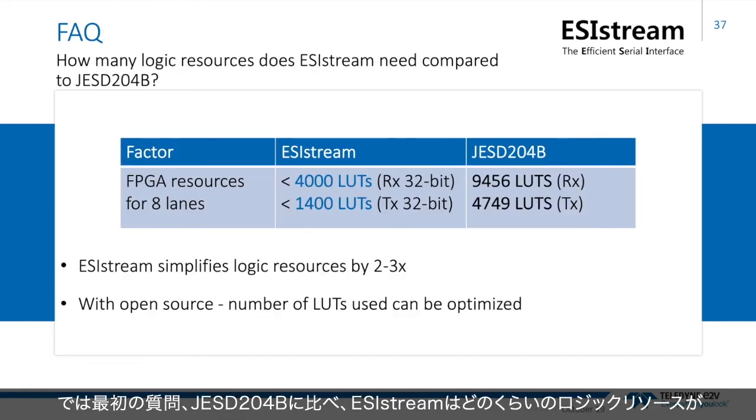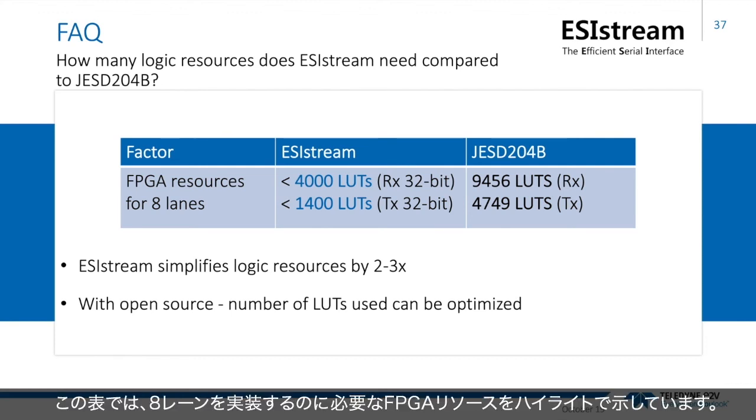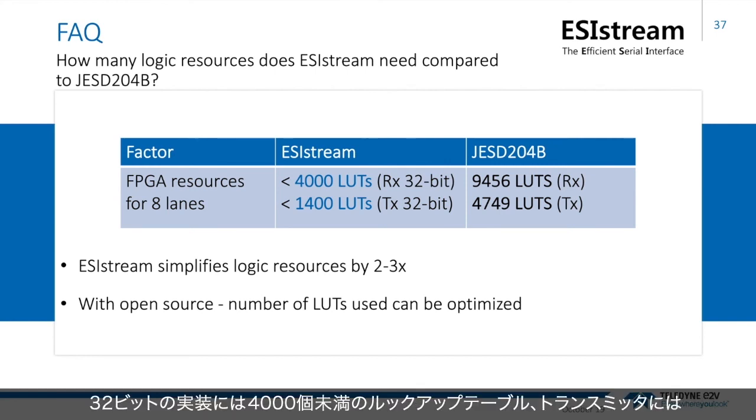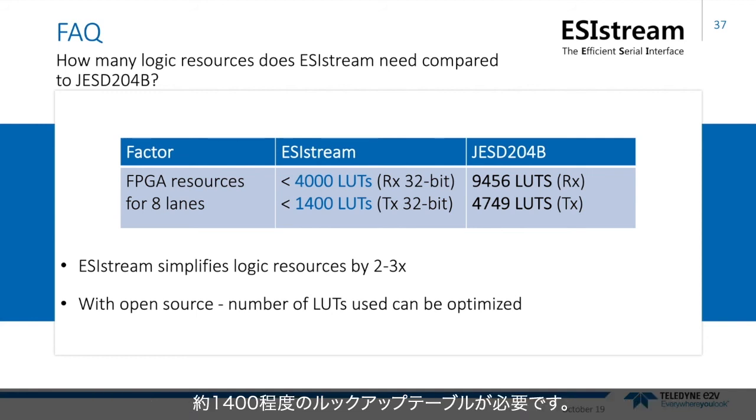So the first question is, how many logic resources does ESIstream need when compared to JESD204B? Well, in the table here, we highlight the FPGA resources to implement 8 lanes. In the case of ESIstream, the receiver requires less than 4,000 lookup tables for a 32-bit implementation, and for the transmit about 1,400 lookup tables. That compares to JESD204B at 9,500 lookup tables for the receive and nearly 5,000 for the transmit. So roughly speaking, ESIstream simplifies the logic resources by a factor of 2 to 3x.